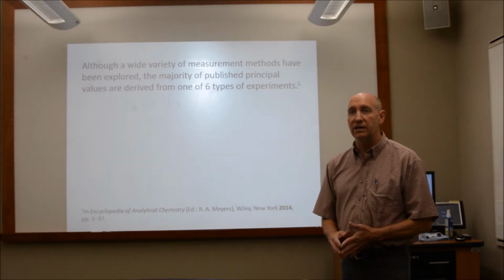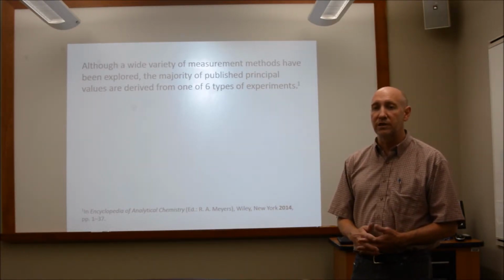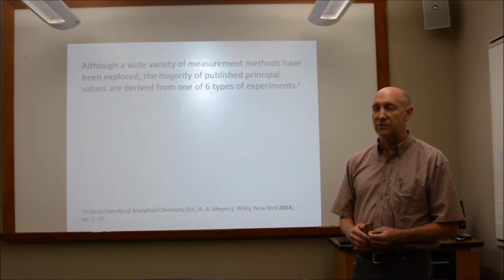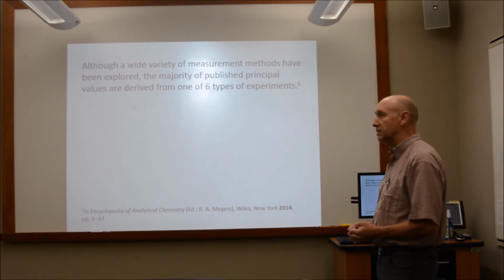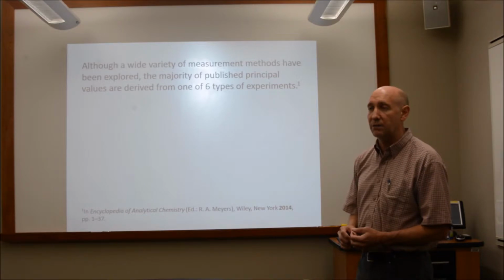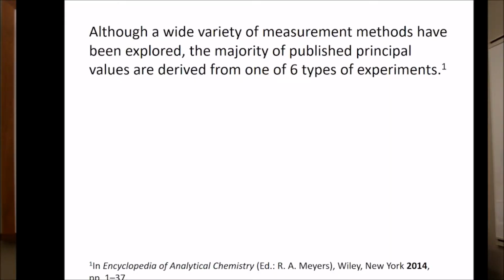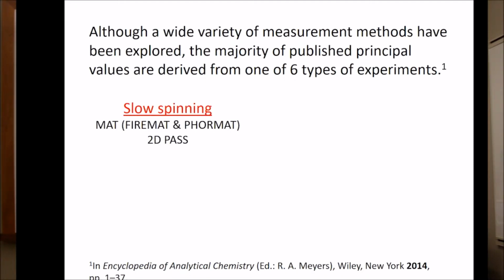And even though a large variety of experiments have been explored over the years, time and experience have sort of sorted out which ones are more easily implemented and more widely usable. And at present, most of the experimental tensor principal values that have been published have been obtained by one of 6 different methods or types of methods. One type is slow spinning, and we just spin slowly and get the sideband pattern that I just illustrated. And then we derive principal values from that. The magic angle turning methods, or MAT methods, are one of the more widely used ones.